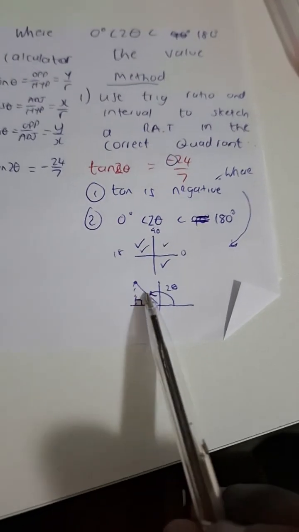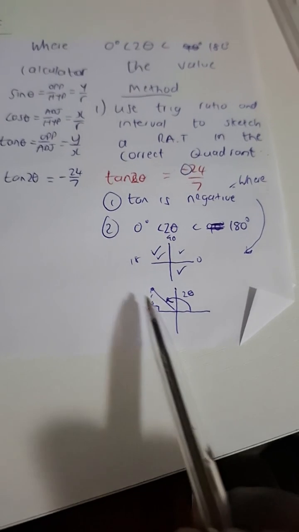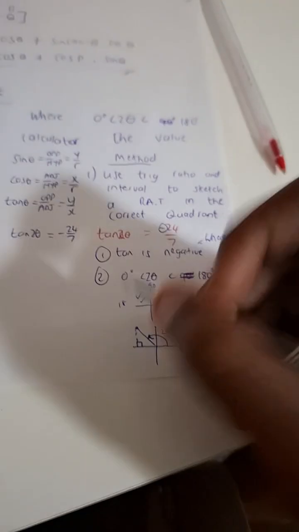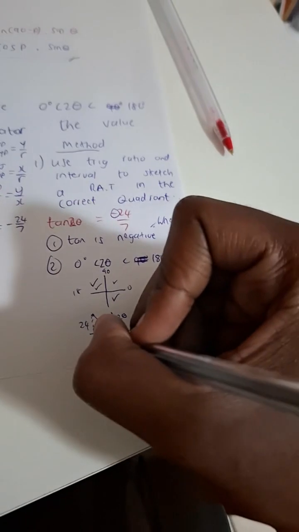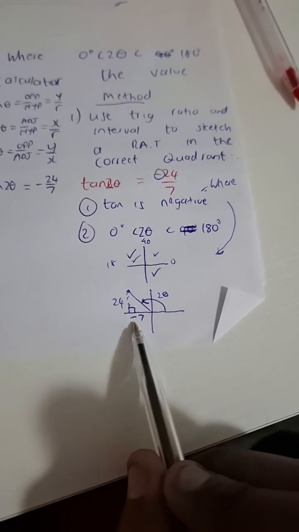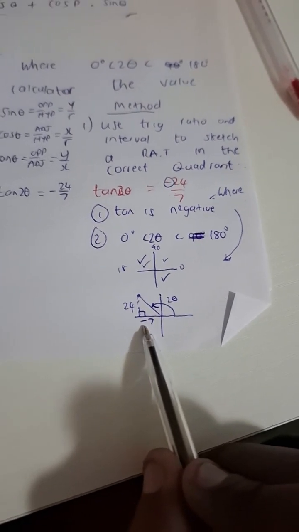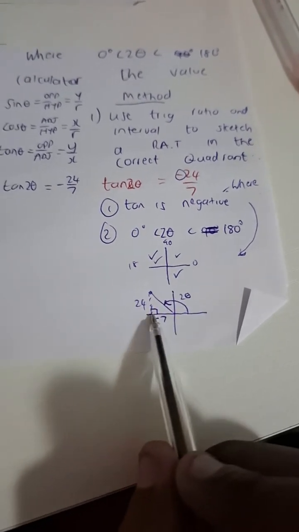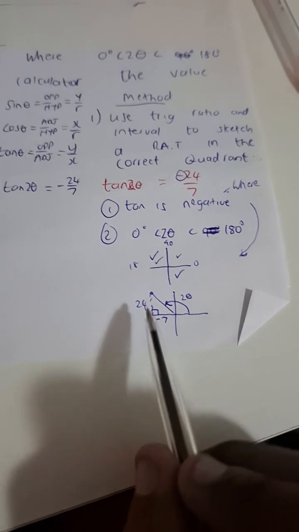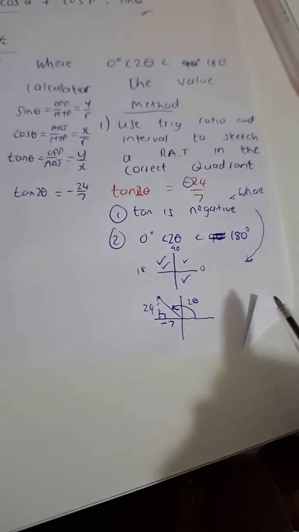So let's go to our right angle triangle. Y over x. That means y is 24. We assign the negative sign to the x, which is negative 7. Why do we do that? It's because we know that in this quadrant, x is the one that is negative, whereas y is positive.